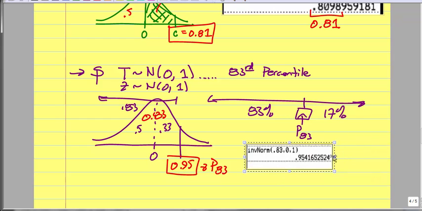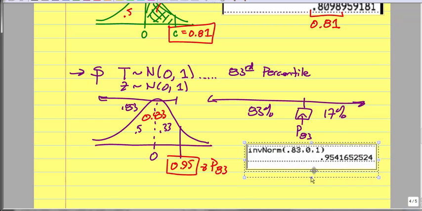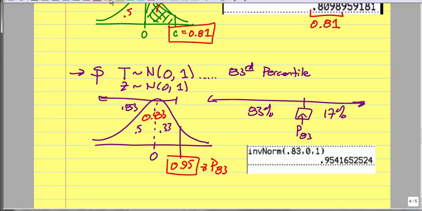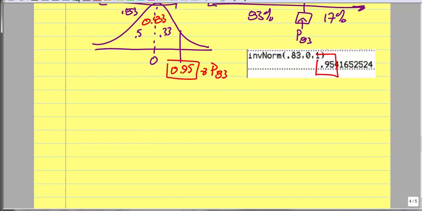So for my inverse normal command on my calculator, I get the same value, 0.95, if we were to round to the nearest hundredth. If I went out to thousands, it would be 0.954. So I can find percentiles also using these methods. Now, one of the most important things you can do is to create a good curve sketch, because that's really going to be helpful. Let's go ahead and look at another example.